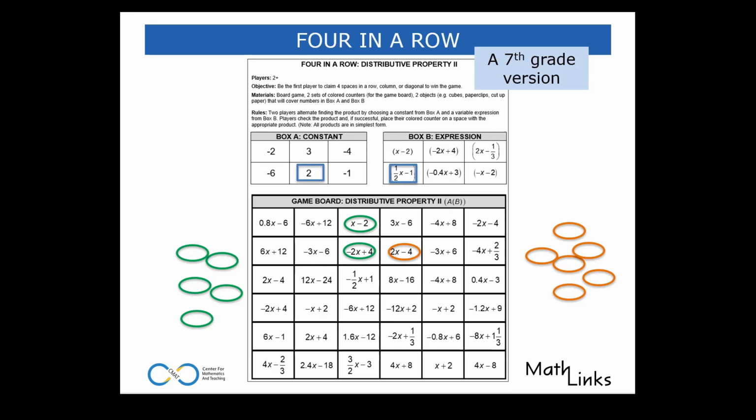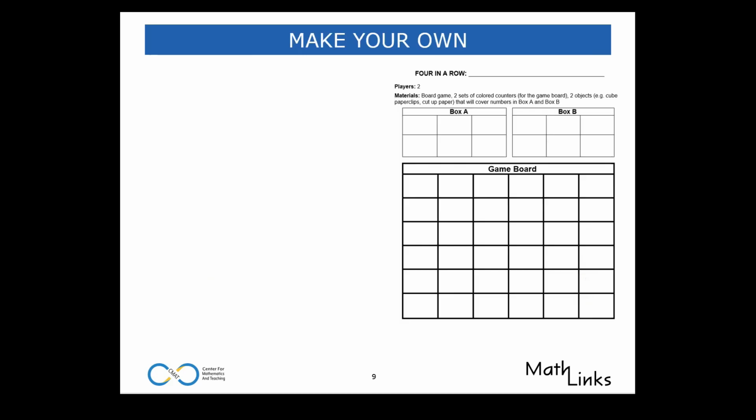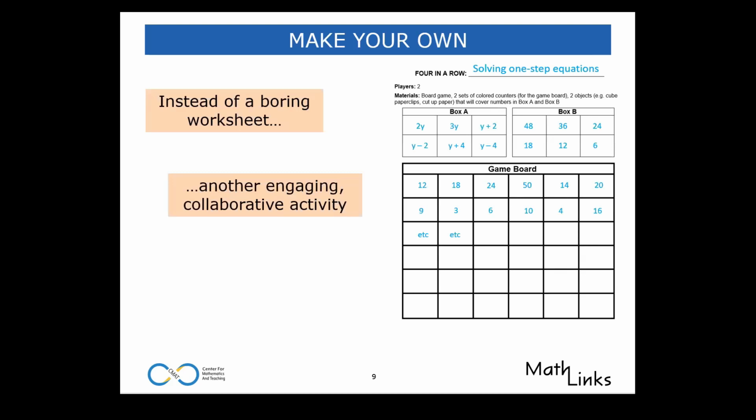So players continue alternating turns like this, moving only one object in the boxes for the remainder of the game until a winner gets 4 in a row. Try making your own 4 in a row game using the template. Here's the start of making a game using the same equations worksheet as before.